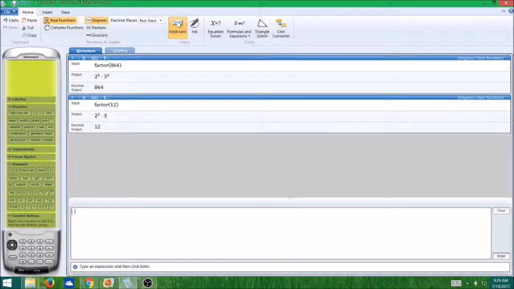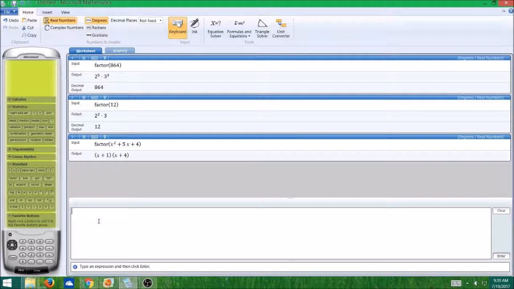I'll type in factor, open parenthesis, x. Now when I want to raise it to a power, there's a little hat above the 6, so I hit shift 6, which gives me the up arrow, 2, that tells me it's a square, plus 5x plus 4. Close the parenthesis, hit enter, and that gives us x plus 1 times x plus 4. So that's good. That's exactly what we found on paper and pencil.